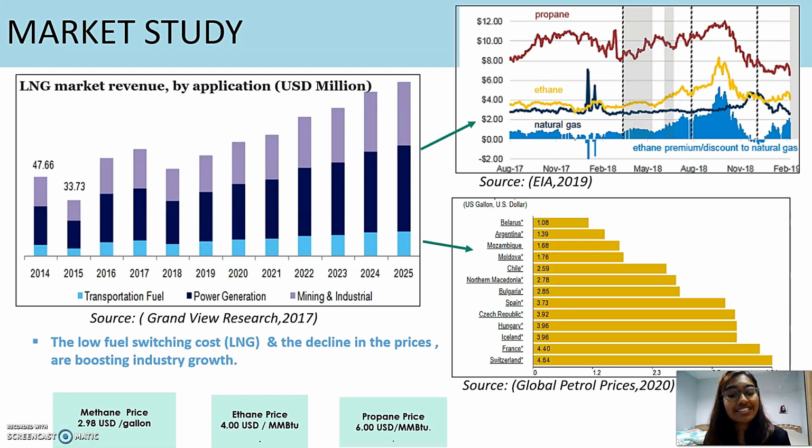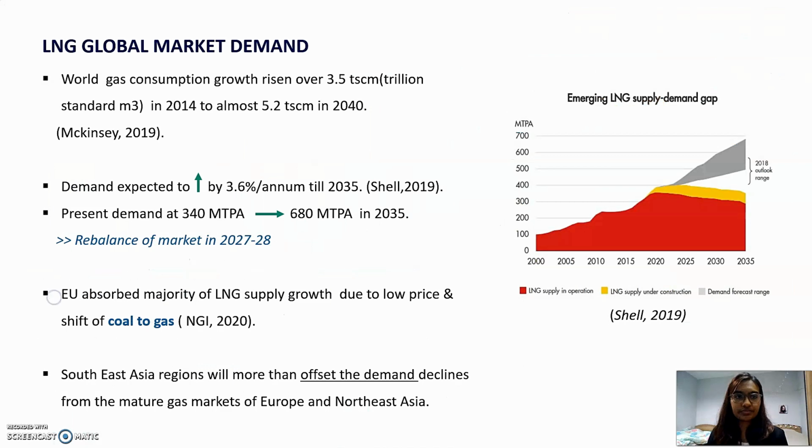Now, the average difference in these prices across the countries are due to various taxes, subsidies, as well as developing country status in terms of importing and exporting. Now, generally, the low fuel switching cost of LNG and a decline in the prices are boosting the industry growth from all three aspects. In terms of the global market demand, as stated by McKinsey, the world natural gas consumption growth has risen from 3.5 TSCM in 2014 to almost 5.2 TSCM as the year 2040 approaches.